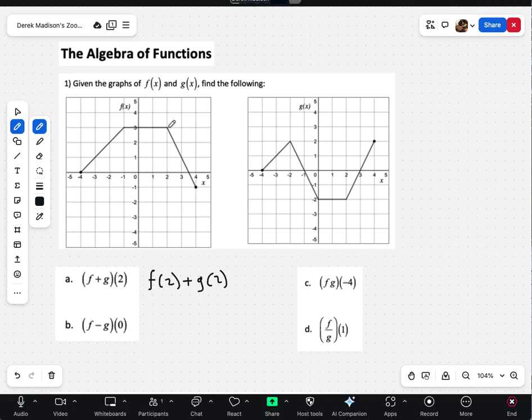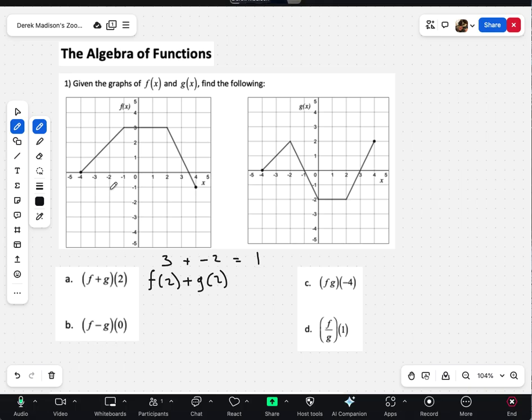Find f of 2, so we can find that right there. It's 3. And then add to that g evaluated at 2. So there's 2, so it'd be negative 2. And that result would be 1. So f plus g evaluated at 2 comes out to 1. Again, the exact same notation you'll see when we get to the equations. We could add the equations first and then evaluate, or we could evaluate first and then add. We get to the same answer, hence there's two notations. They mean the exact same thing.